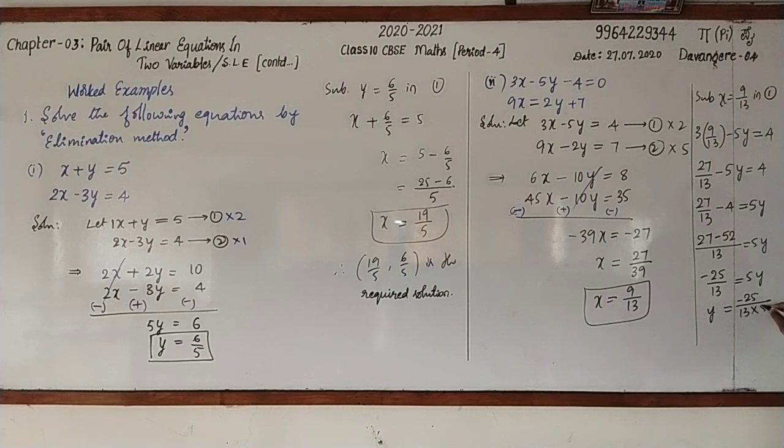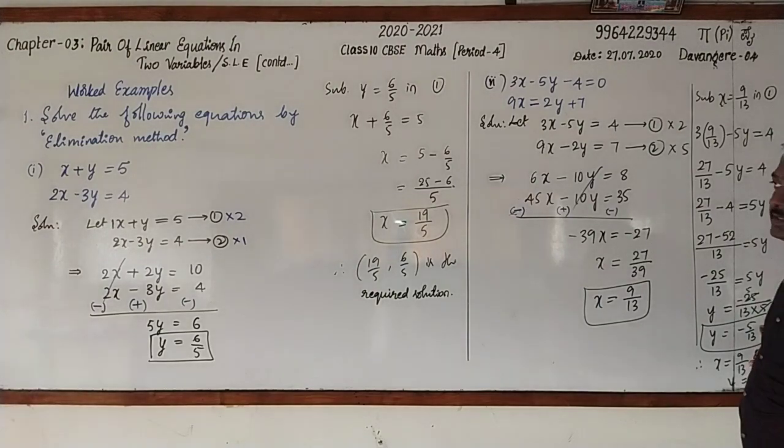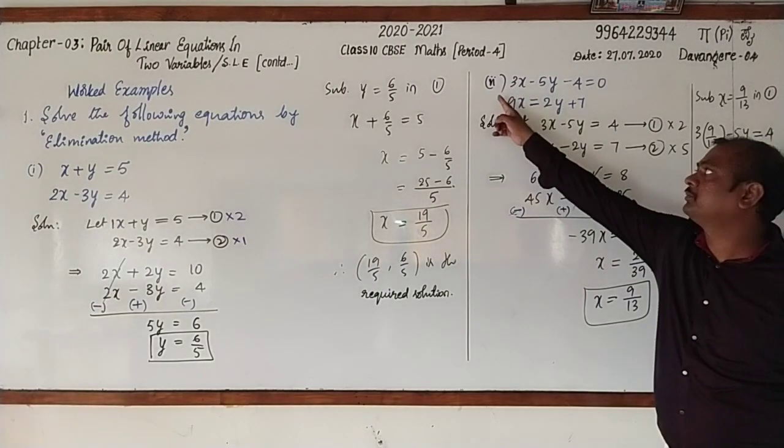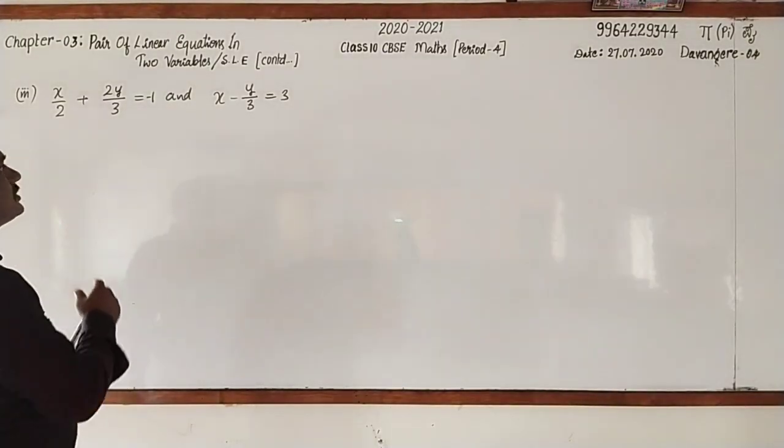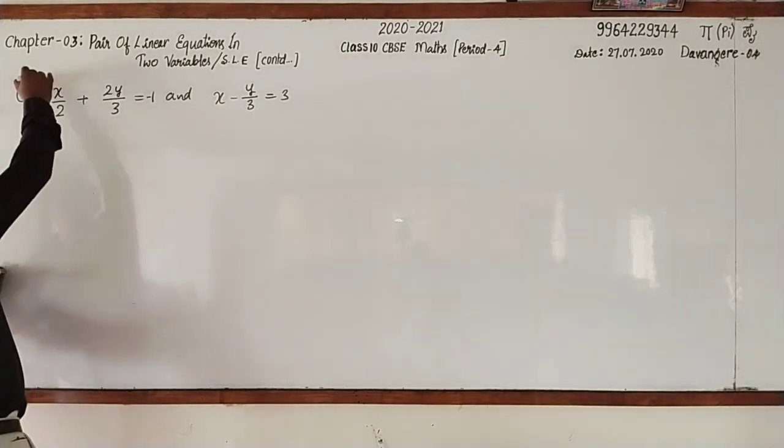Transpose 5 to the denominator. 5 1s are 5, 5 5s are 25. So y is equal to minus 5 by 13. Now the conclusion. Therefore, x equal to 9 by 13 and y equal to minus 5 by 13. Hence, 9 by 13 comma minus 5 by 13 is the required solution. Clear? Yes. If understood, go for copying from there to here. Observe, this is the third one, a bit different and important.